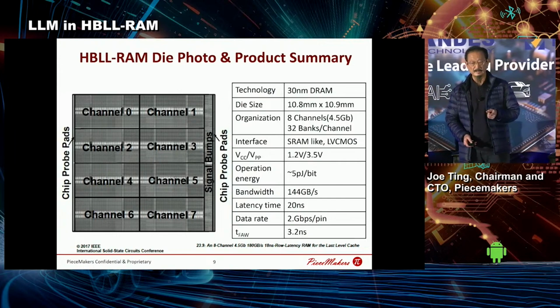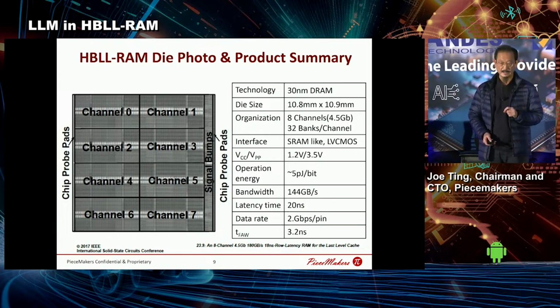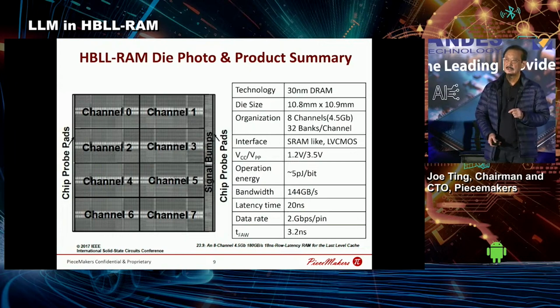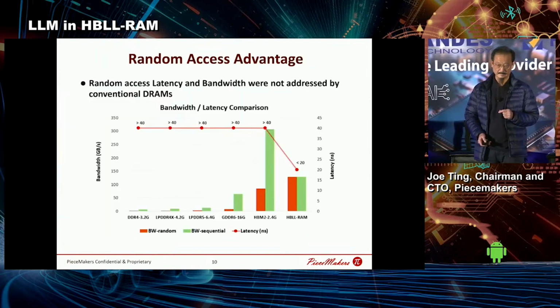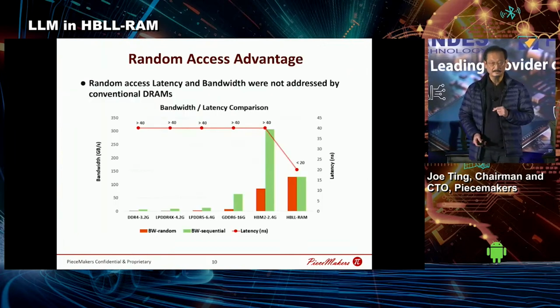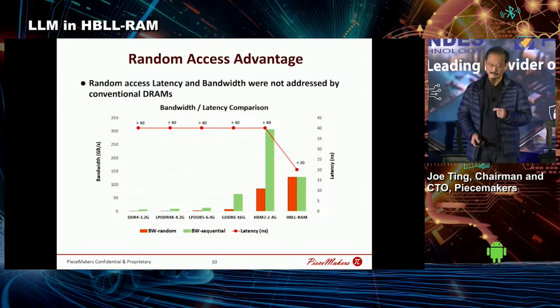Now this is the small density one. The single chip can provide 128 gigabyte per second bandwidth with 8 channels, and all the signal bumps are located on one side of the chip. The latency is about half of the traditional DRAM latency. It's a low latency. And the bandwidth of random access is higher than HBM.